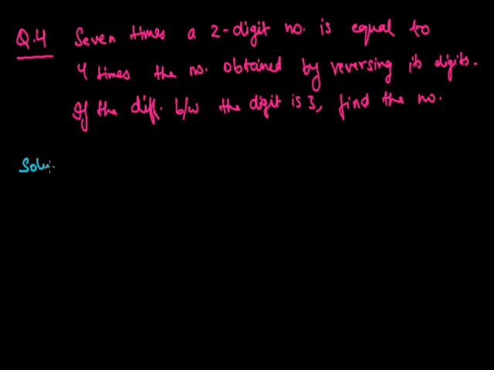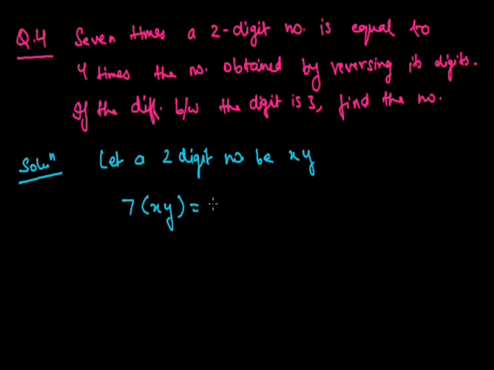What we can do is first make the equation and accordingly solve it. So let a 2-digit number be xy. I have taken a 2-digit number as xy and I need to find this xy. So xy is a 2-digit number in which y is taken as the unit digit and x is taken as the tens digit. And 7 times xy is equal to 4 times the number obtained by reversing its digits.